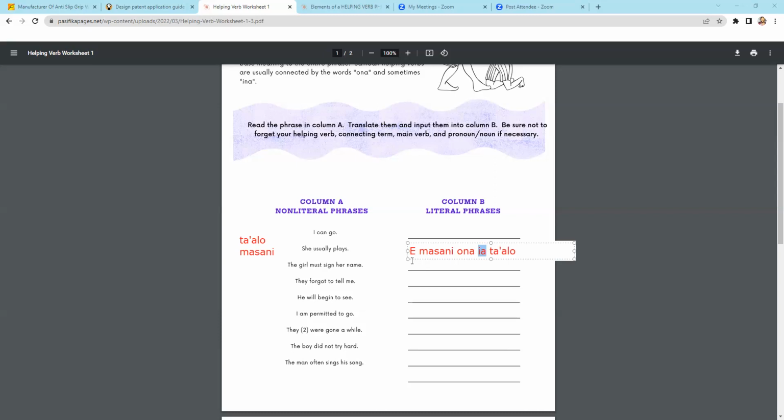How about if we say instead of she, let's say the girl. So the girl usually plays. How would we rephrase this instead of saying e masani ona ta'alo? How would we say the girl usually plays? Wouldn't it be e masani ona ta'alo le tamaitiiti? Yes.